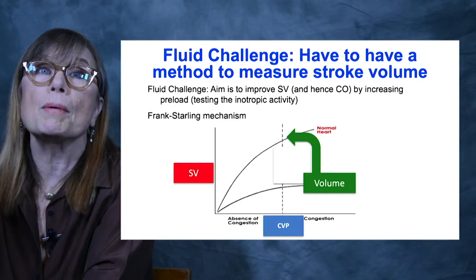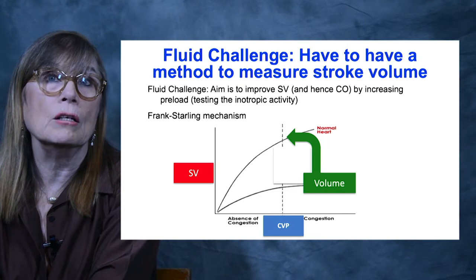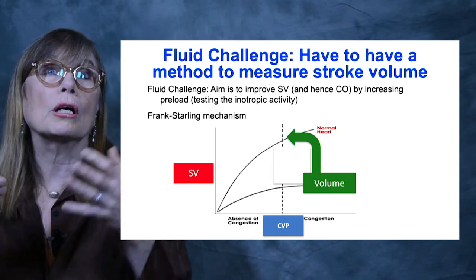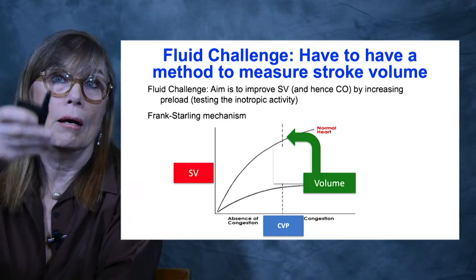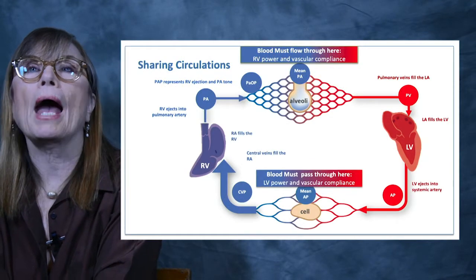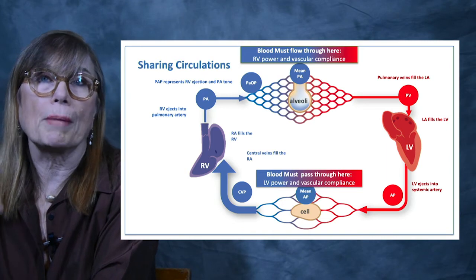Even if your CVP goes up, as long as your stroke volume is improving, we're going to give you volume. We're never just going to give you volume. We're going to give you volume and watch what happens to your CVP and your stroke volume, basically using a modified Frank-Starling curve. Okay, so I want to just remind you of the two things we've just talked about.